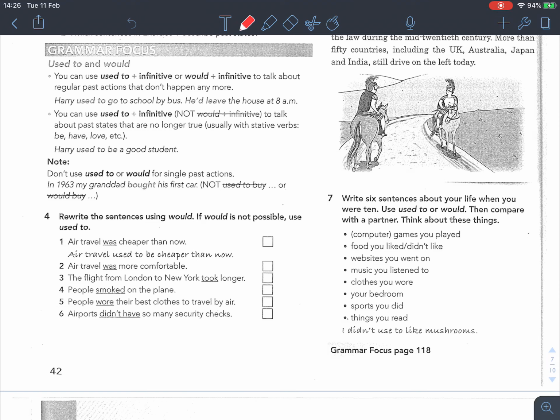All right, good afternoon, class. So today we're going to talk about grammar this time. So please take out your textbook and turn to page 42. Now we're going to look at page 42 in your textbook.